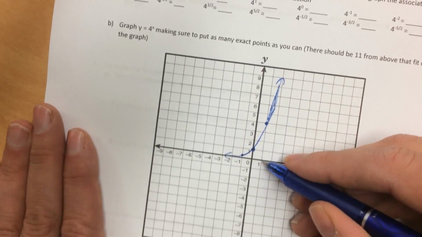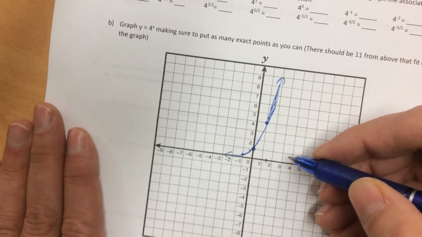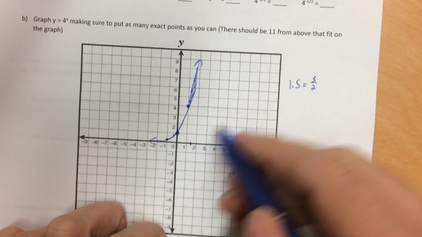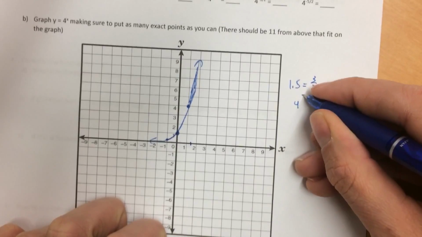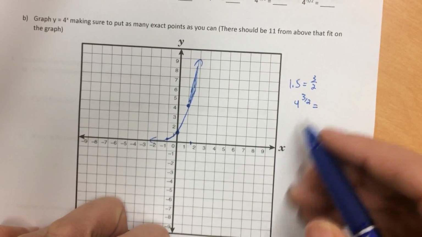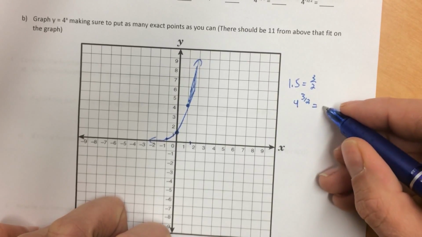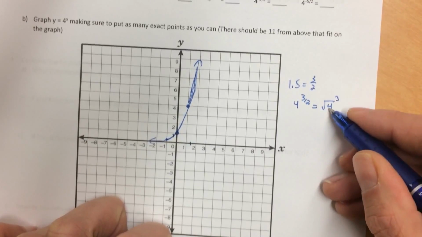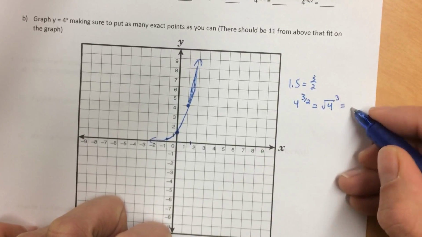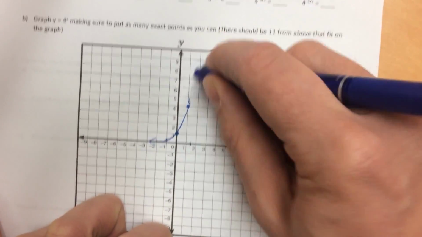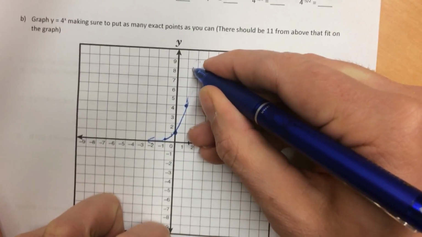Like for instance, the reason I said ooh right here is because my point got a little bit messy here. When x is 1.5, that's the same as 3/2. And so if we're trying to do 4 to the x when x is 3/2, we're doing 4 to the 3/2 power. And so we're going to use that skill we just learned. The 4 to the 3/2 power means the square root of 4 to the 3rd power. The square root of 4 is 2. 2 to the 3rd power is 8. And so when x is 1.5, the y value is 8.